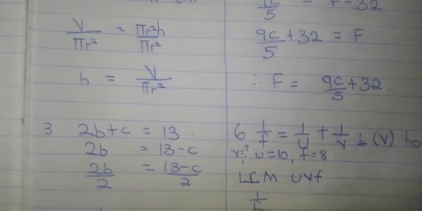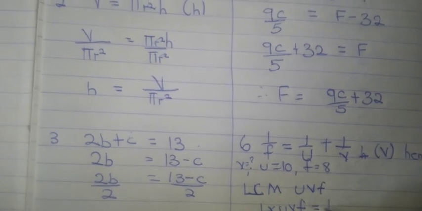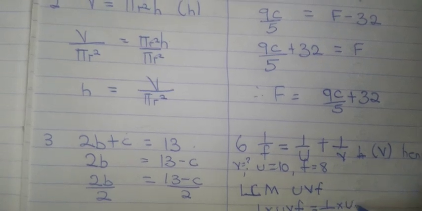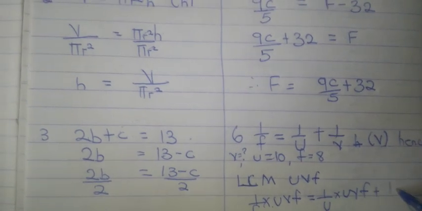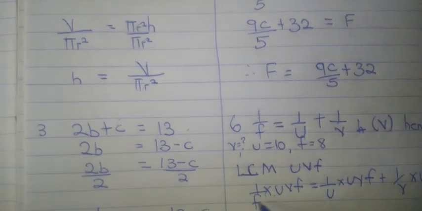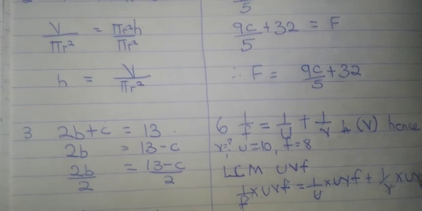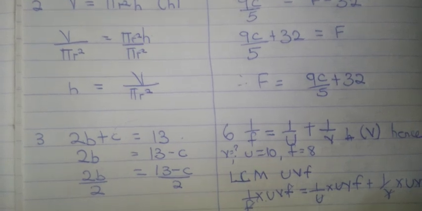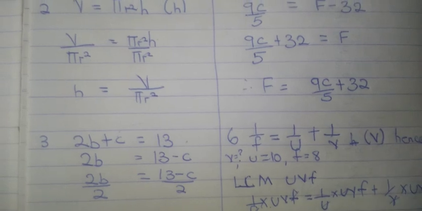So I'll get my 1 over F times UVF over 1, which equals 1 over U times UVF, plus 1 over V also multiplied by UVF. So ideally the F here cancels out, U here cancels out, V cancels out. So we shall have here UV equaling 1 times VF, which is VF, plus UF.